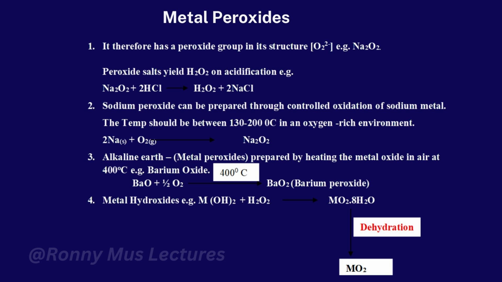Then you can also use metal hydroxides to actually get a metal peroxide. For example, a metal hydroxide plus hydrogen peroxide gives you a metal peroxide octahydrate. And then you can remove the excess water through dehydration so that you get your metal peroxide as shown in that diagram.